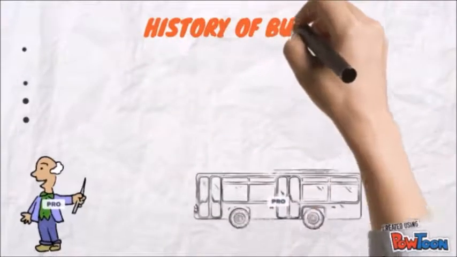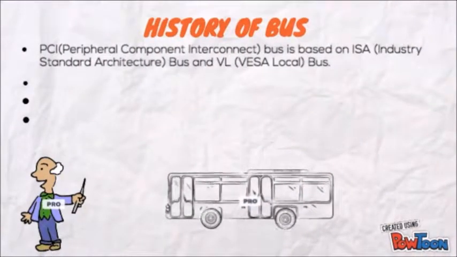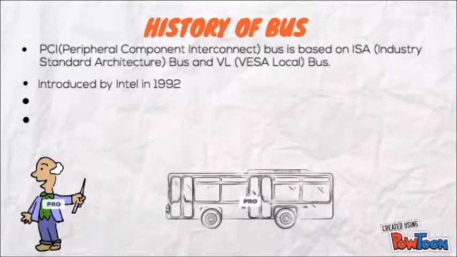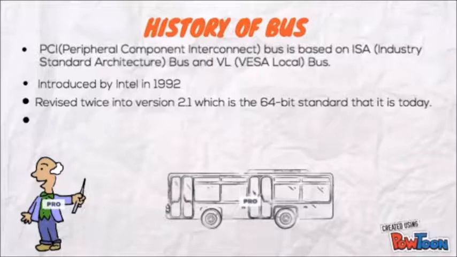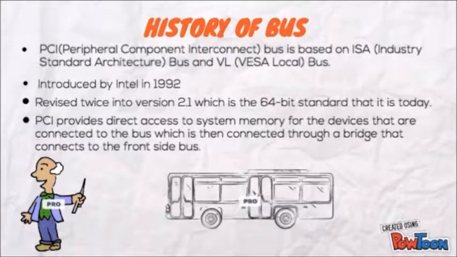Now, let's talk about history of bus. PCI bus is based on ISA bus and VL bus. Second, it was introduced by Intel in 1992. Third, it was revised twice into version 2.1, which is the 64-bit standard. And lastly, it provides direct access to system memory for the devices.